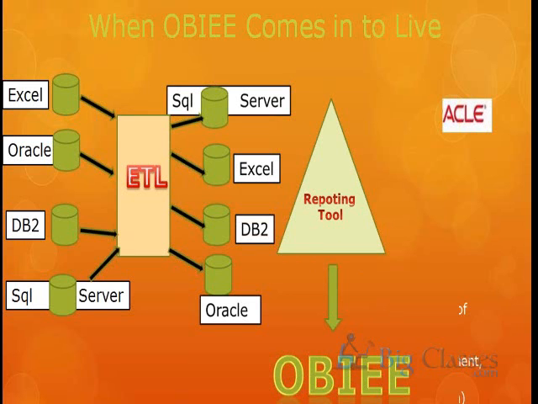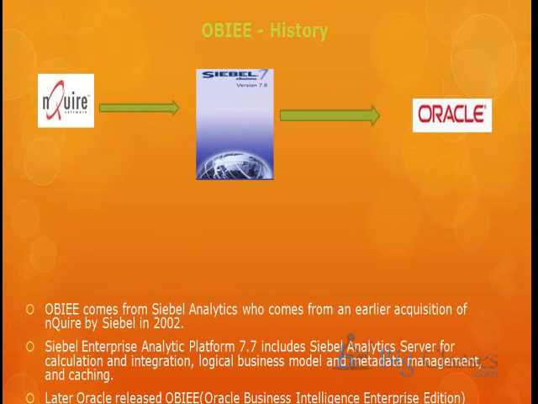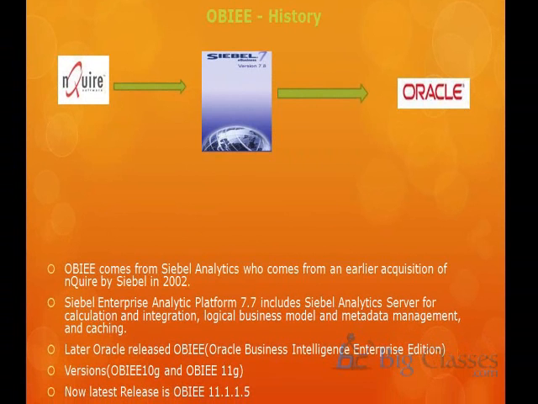Coming to the history of OBIEE, first Nquire was the organization which started as general-purpose reporting, and after that Nquire got acquired by Siebel. Siebel started a reporting tool called Siebel Analytics. On the base platform of Siebel Analytics, Oracle released a version called OBIEE.